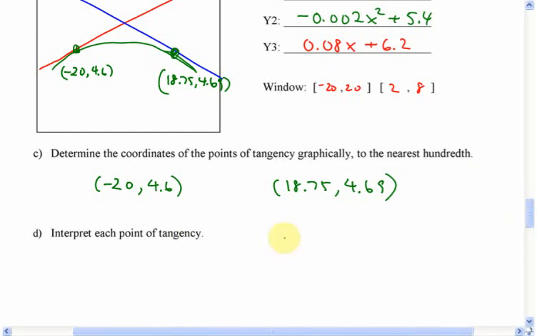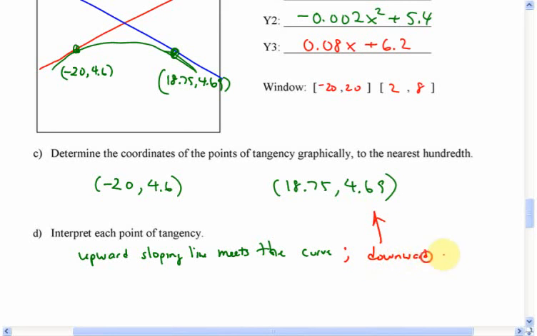And interpret each point. Well, I think we talked about that earlier. Point on the left is where the upward sloping line meets the curve. And the other one here, of course, is where the downward sloping line meets the curve. Okay. Once again, the idea here is just to try to find out the intersection points, and we can use the graphing technology to help us out.